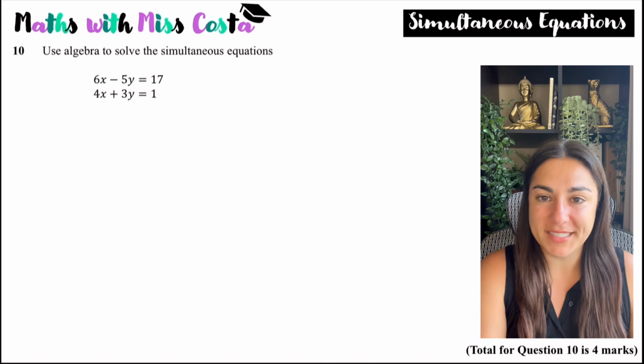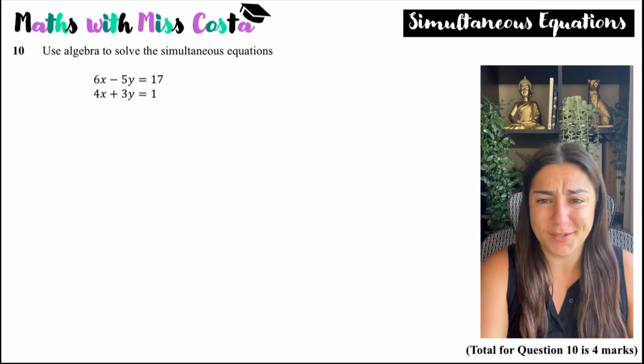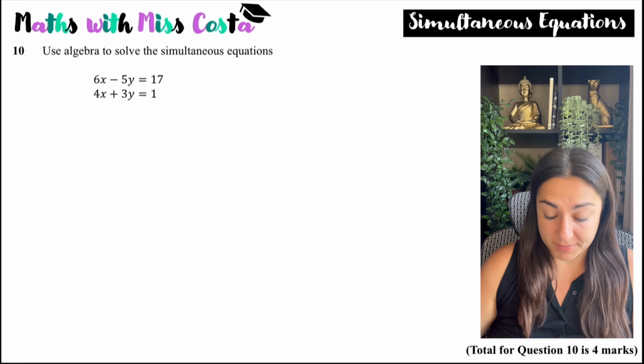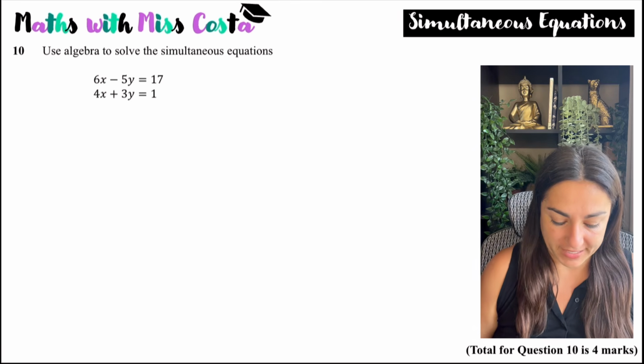Okay, so now we've got some simultaneous equations. Now, this is a calculator paper, so don't be alarmed if they're not nice numbers. And if they are not nice numbers, like if they're a really long decimal, leave it as a fraction, because then you get the exact value.